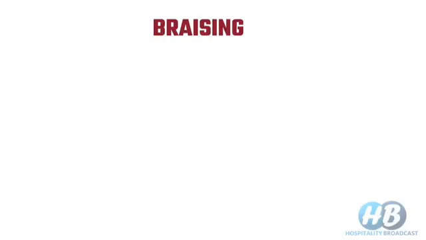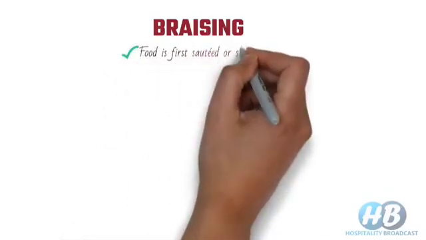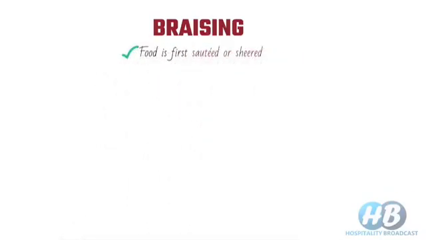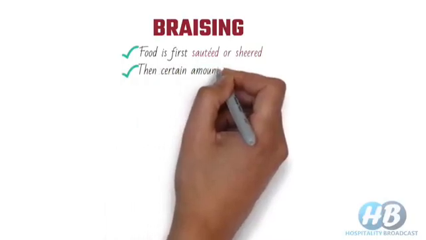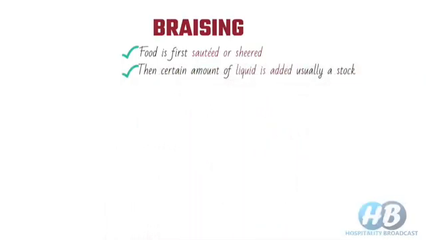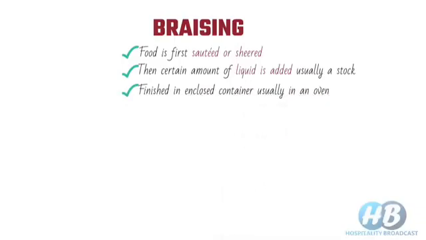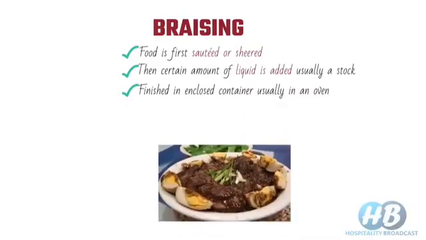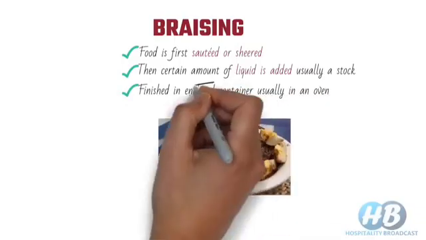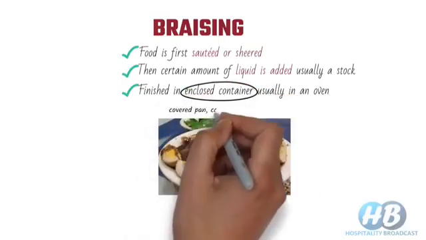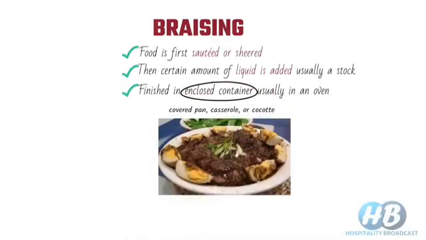It is also a long, gentle and slow cooking process. In this method, food is first sautéed or seared in a very small amount of fat or oil to brown its surface and enhance its flavor. Sauté is a type of frying that we will learn during dry heat methods. After sautéing, a certain amount of liquid is added, usually a stock, then finished in an enclosed container, usually in an oven. And like stewing, it is served with the liquid, which is reduced to very little. An enclosed container like a covered pan, casserole or cocotte can be used.